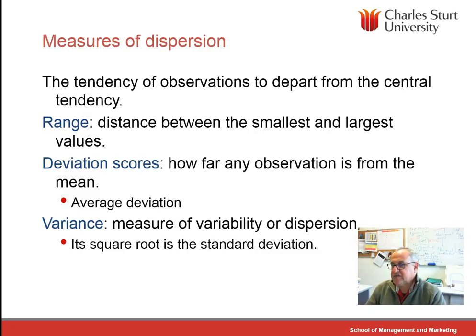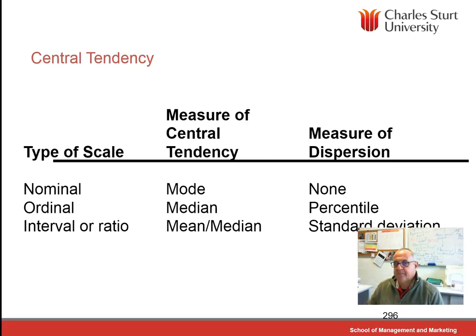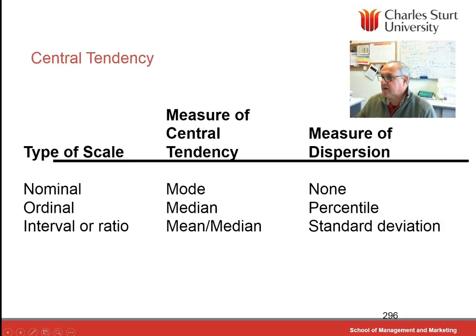So range scores. Deviation scores, how far they are away from the mean, or if it's the median, we might talk about quartile ranges and so on. And that's often called the average or standard deviation. And variance is just simply the square root of the standard deviation. Sorry, the square.